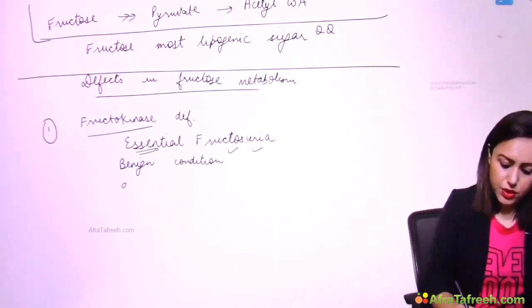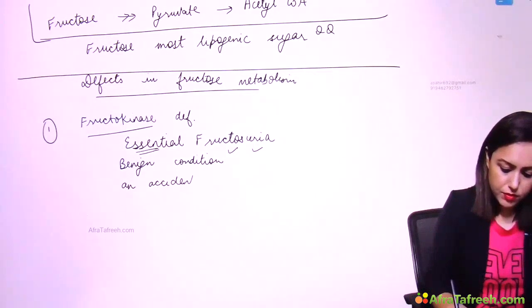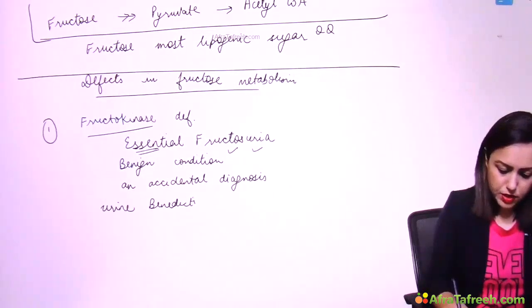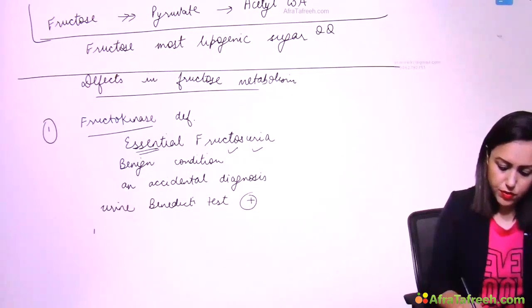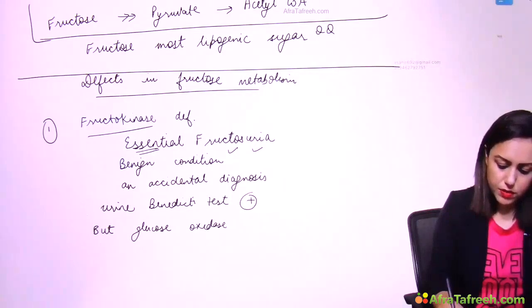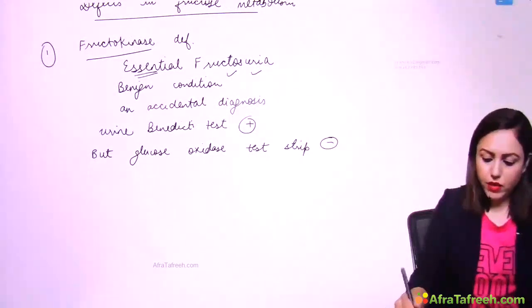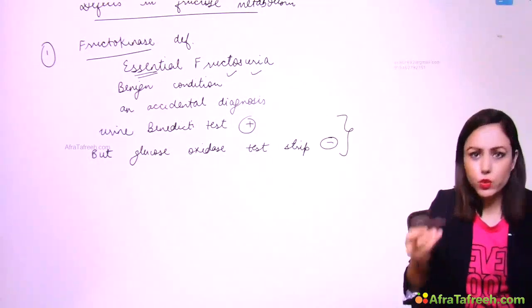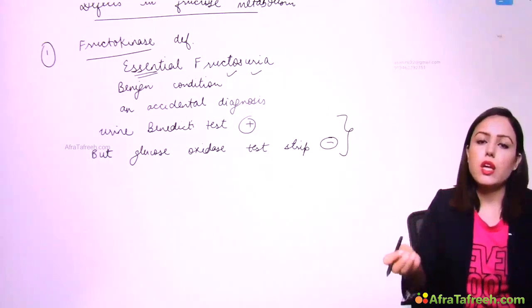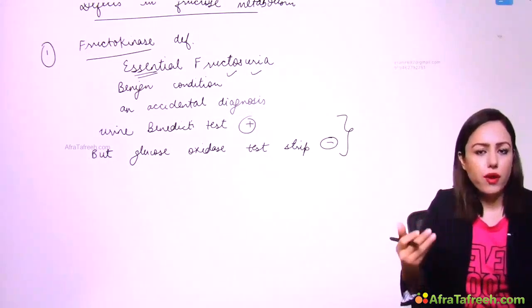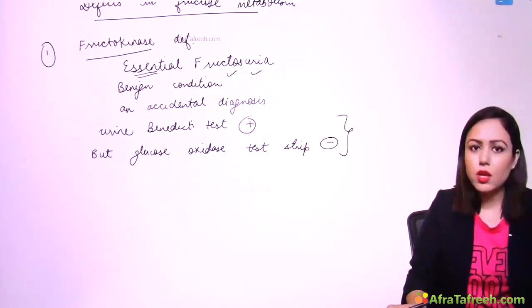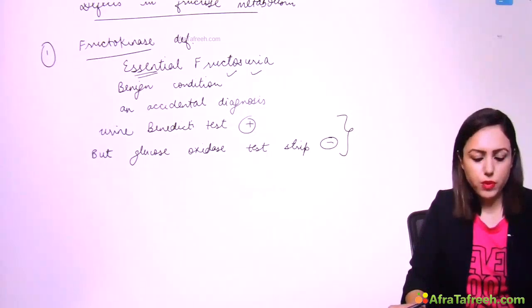Okay, so it's an accidental diagnosis when the patient's urine Benedict's test is positive, but the glucose oxidase test is negative. Why? This indicates that the reducing sugar which is giving Benedict's positive is not glucose. So what is it? In this case, it is fructose. Any monosaccharide is reducing. Okay.